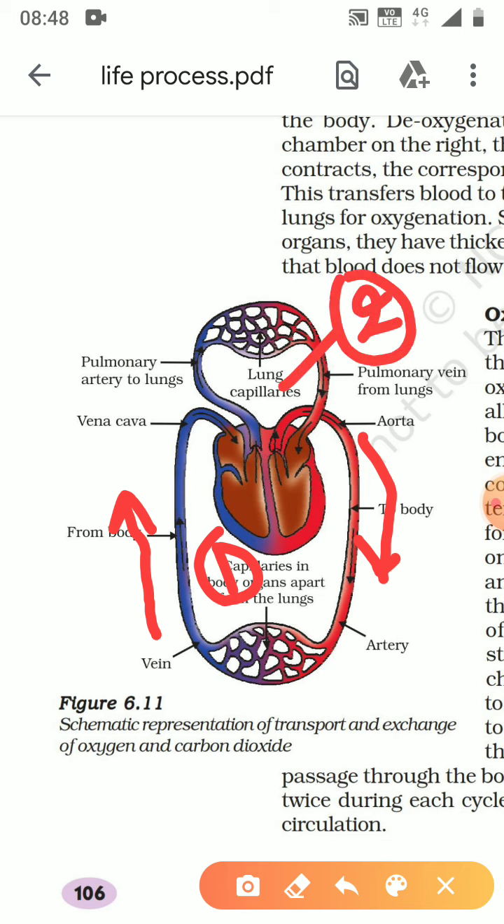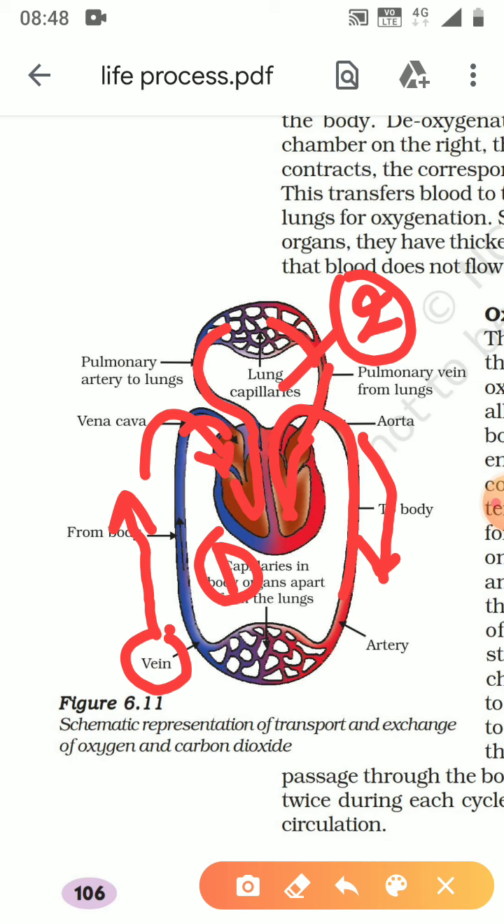First circulation: veins collect blood and this goes to the heart, then from the heart these go to the lungs, and then through the lungs this comes again to the heart, then again to the lungs, and from the heart to various parts of the body. So this is the circle you can see. This creates the two circles.